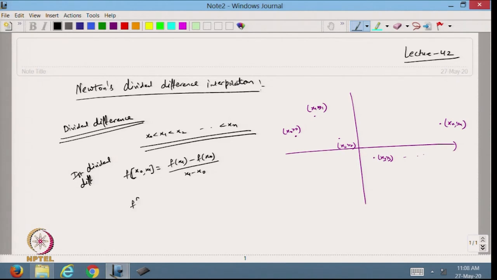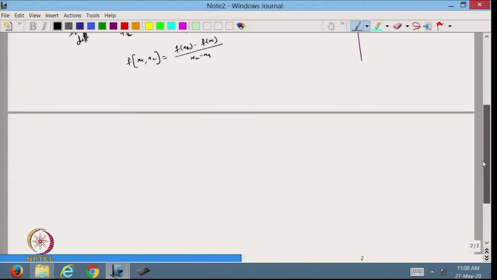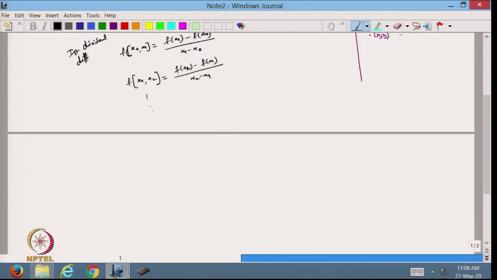Similarly, I can define f[x1, x2]. This is equal to f x2 minus f x1, divided by x2 minus x1. In the same way we can define all the first order differences, up to f[xn minus 1, xn], which can be written as f of xn minus f of xn minus 1, divided by xn minus xn minus 1.